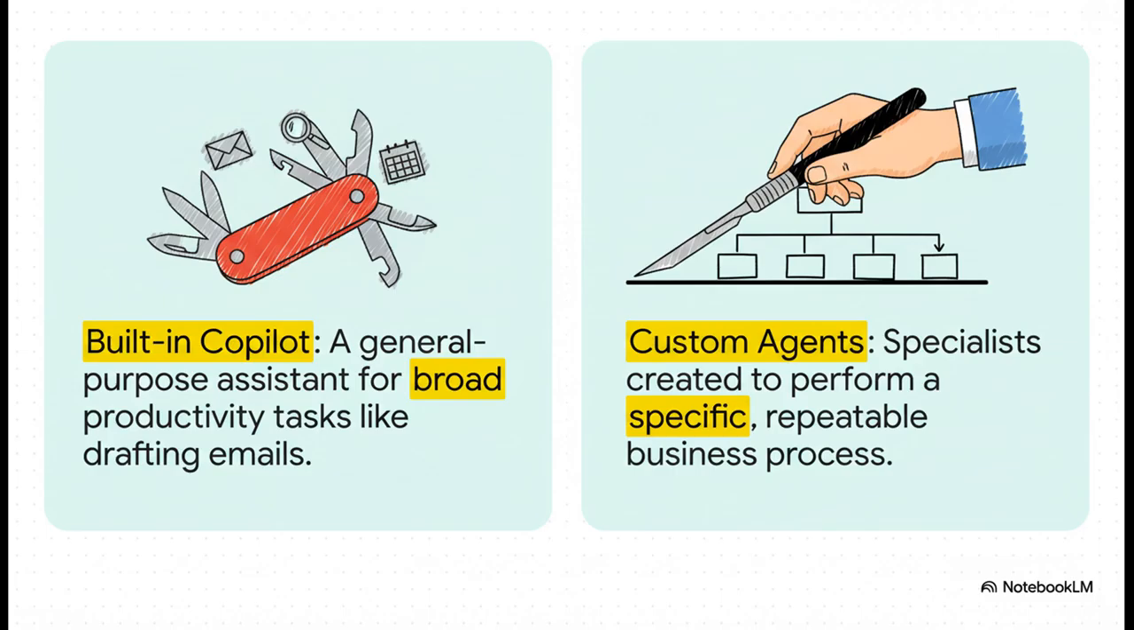The Copilot you use in Teams to summarize a meeting, that's a general-purpose assistant for broad productivity. Agents, on the other hand, are specialists that you as an admin or developer build using Copilot Studio. They are designed with a specific trigger, a specific set of actions, and specific data sources to run a repeatable business process, like a chatbot for handling IT help desk tickets. So one is a generalist Swiss Army knife, the other is a custom-built precision scalpel.